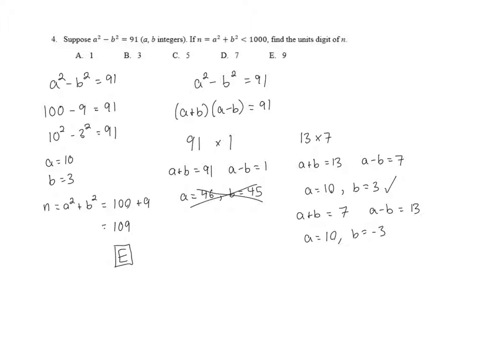So regardless of how we find the values a and b, whether it's trial and error or whether we use this factoring, and regardless of whether we've got negative 3 or positive 3, or even positive 10 or negative 10, it all comes down to taking a squared plus b squared, which gives you 100 plus 9, which gives you 109, and the units digit is 9, answer choice E.